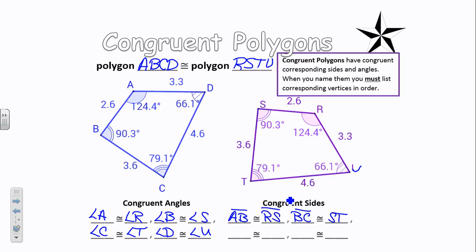So CD and TU. And then finally, we've got to come up with one more statement: DA or AD, and that's going to be congruent to RU or UR. Okay? So you should have 4 sets of congruent statements.